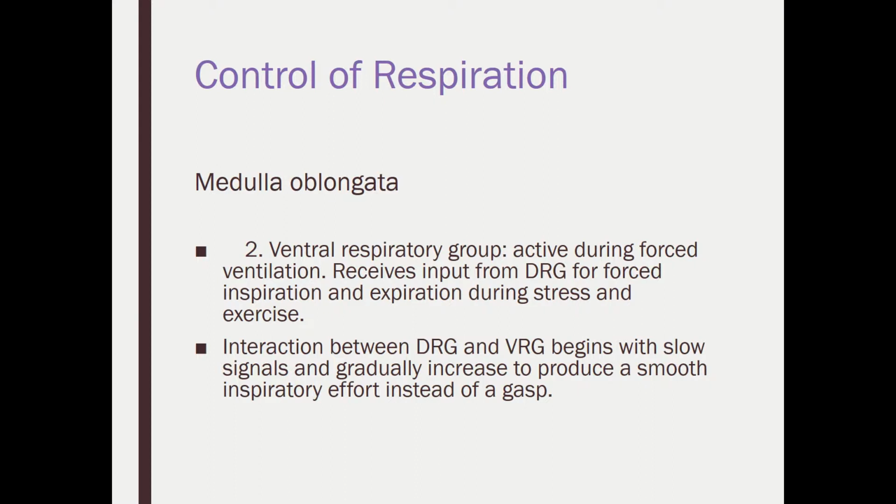The second group within the medulla is the ventral respiratory group, which is active during forced ventilation, both inspiration and expiration. So signals from the DRG for forced inspiration and then expiration during stress and exercise. The interaction between the DRG and VRG is very precise and gradual. So slow signals are going to pass from the DRG to the VRG and gradually increase to produce a smooth inspiratory effort instead of gasping. So when we're breathing rapidly, it's not always just a gasp. It's nice and smooth as we inhale and exhale.